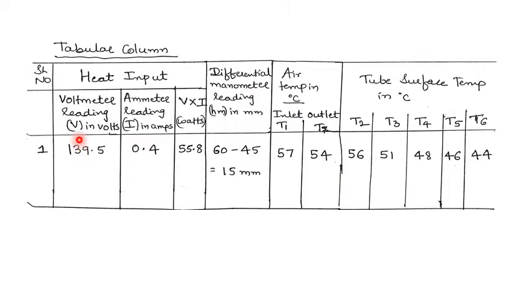These are the readings which we have taken now. Voltmeter reading is 139.5, ammeter reading is 0.4. So V into I, that is the heat input, we have calculated as 55.8 watts. This is the differential manometer reading, a 15 mm difference in the manometer level. Air inlet temperature is 57 degrees centigrade and air outlet temperature is 54 degrees centigrade. And these are the temperatures T2, T3, T4, T5 and T6 along the tube surface.